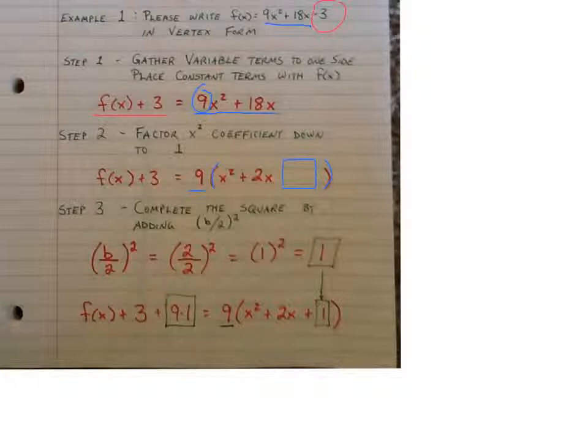Alright, step 3. Complete the square by adding b over 2 quantity squared, and we're going to add that to both sides. Our b value, as you can see right now, is a 2. So b over 2 is 2 divided by 2, and then we square that. 1 squared is 1. So we're going to be adding this 1 into that spot. You can see I've filled it out down below. Because I added 1, or 9 times 1, to the right-hand side of the equation, we need to add 9 times 1 to the left-hand side of the equation to maintain equality.